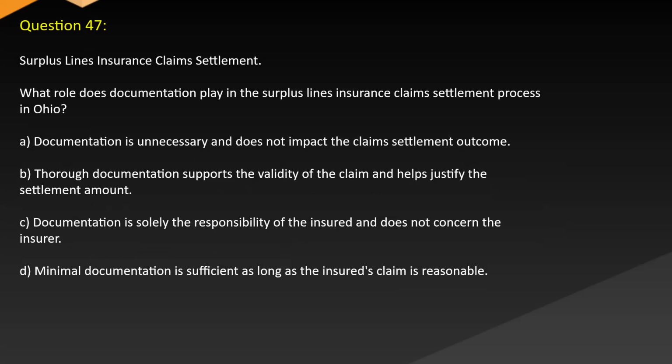3901-1-54. Question 47. Surplus lines insurance claims settlement. What role does documentation play in the surplus lines insurance claims settlement process in Ohio? A. Documentation is unnecessary and does not impact the claims settlement outcome. B. Thorough documentation supports the validity of the claim and helps justify the settlement amount. C. Documentation is solely the responsibility of the insured and does not concern the insurer. D. Minimal documentation is sufficient as long as the insured's claim is reasonable.